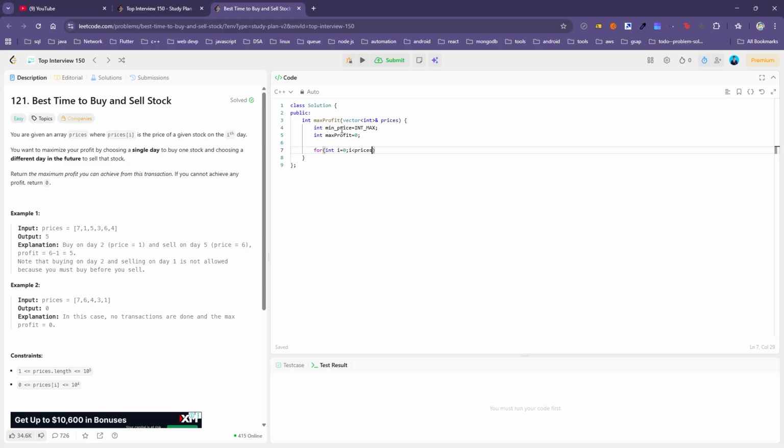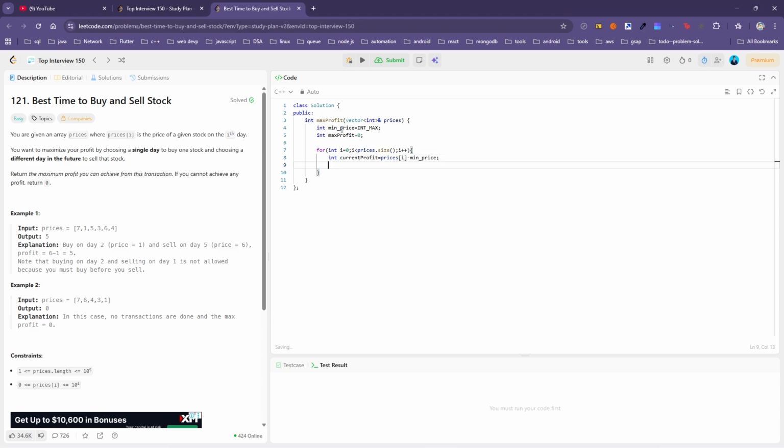I is less than prices dot size, plus plus. Now we want to sell at ith day, so we'll check if we can sell at this day. So current profit means the profit at this day. If I sell at this ith day, so you bought something on the minimum price day, okay, and you want to sell at this ith day, so what profit you will make? Prices at I minus the minimum price in the past. So this is the profit you will make.